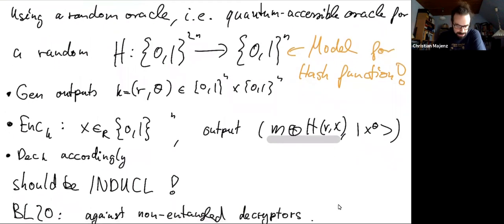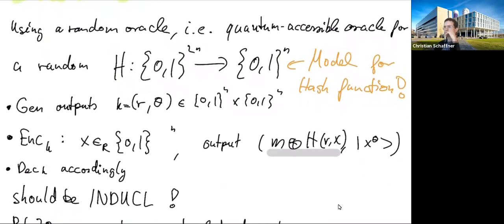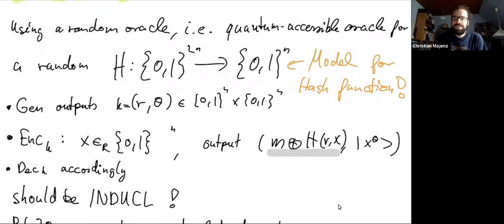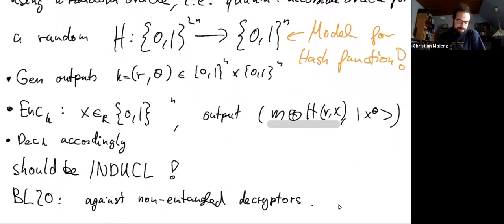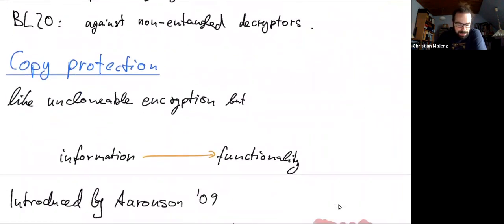Okay. So this should really be indistinguishably unclonable, right? Because now the hash function scrambles the input and breaks this product structure of the ciphertext. And actually, Broadbent and Lord can prove that fact for non-entangled decryptors. Okay, so now let's move on to copy protection.